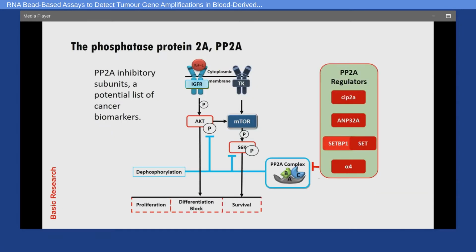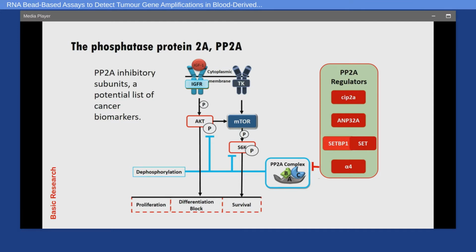Now, our group has been studying a particular phosphatase, protein phosphatase 2A, PP2A. PP2A is a phosphatase complex made up of three subunits. You have the A structural subunit, then the B, which is a regulatory subunit, and the C subunit, which is the catalytic subunit. And this complex is directed towards specific targets. In this case, I'm showing that the targets are the PI3K AKT mTOR pathway, and the complex dephosphorylates these targets. Now, when the complex is inhibited, this signal transduction is sustained and promotes survival, proliferation, and also differentiation block.